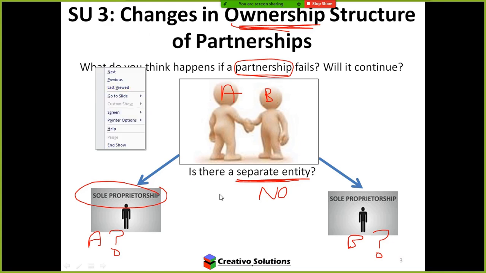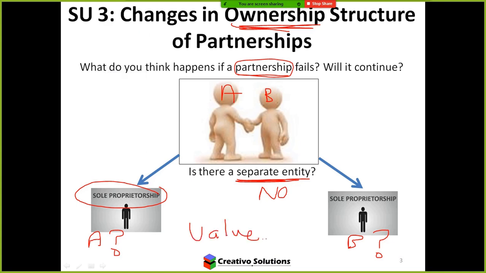You have to value the business. It's not a company, it's a partnership. So when the partnership changes, and it can change for all sorts of reasons, what happens if C comes into the picture? Will A and B's partnership stay the same? No. Will A and B's partnership continue?